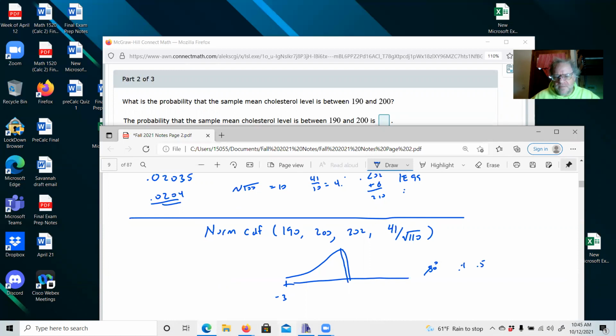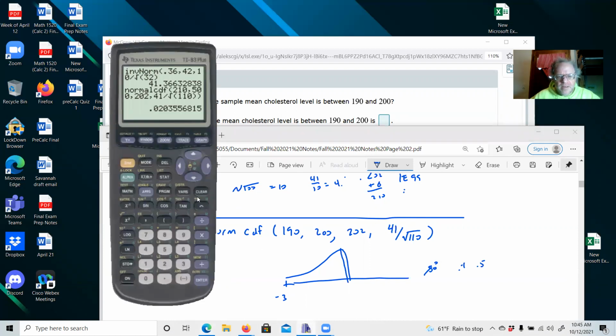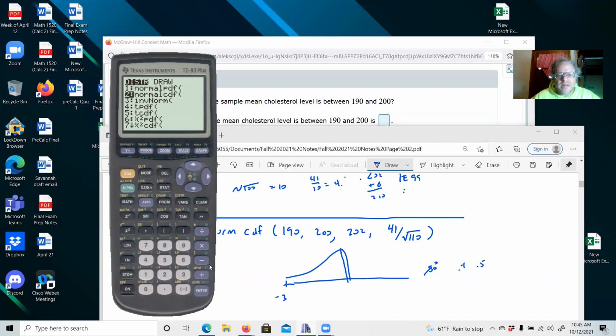So let's go ahead and do this. We're going to go in and say second function, standard deviation. We have our low number, 190. We have our upper number, which is 200. We have our mean, which is 202, and our standard deviation of 41 over square root of 110. Two parentheses, one for the square root, one for the normal CDF. Put that in there. Okay, a bit further.